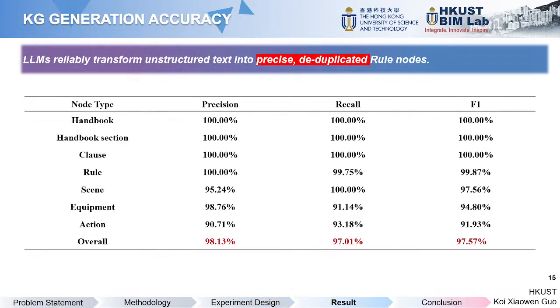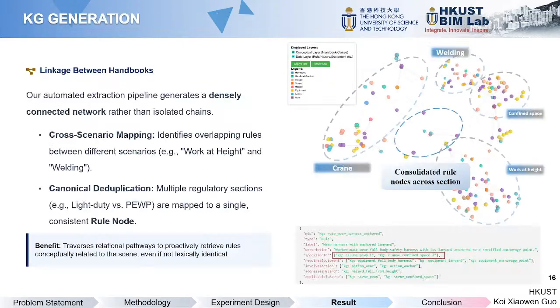And here you can see the LLM can reliably transform the unstructured regulation into precise and deduplicated rule nodes. As you can see, the overall precision, recall, and F1 score are over 97% accuracy.